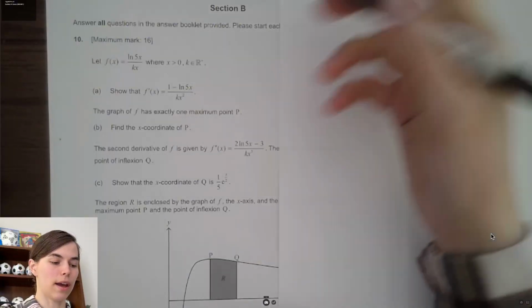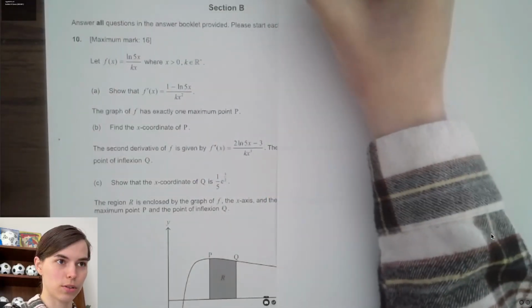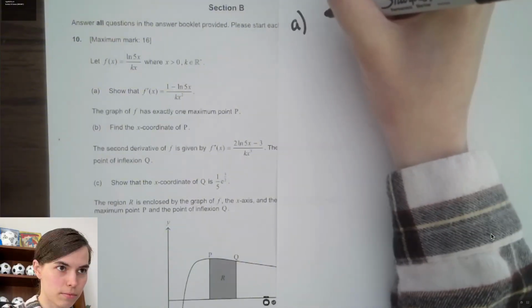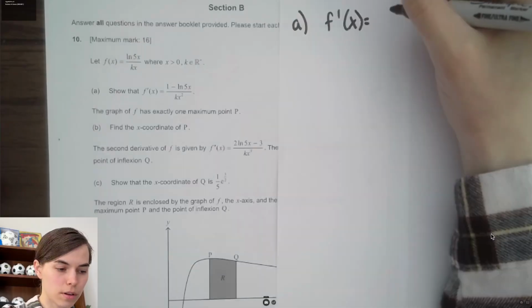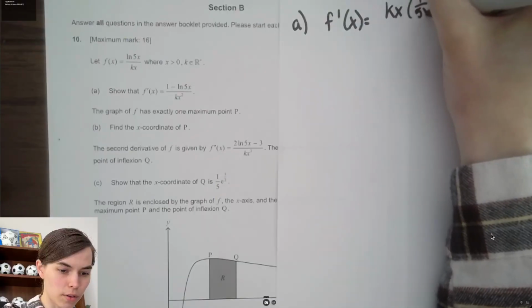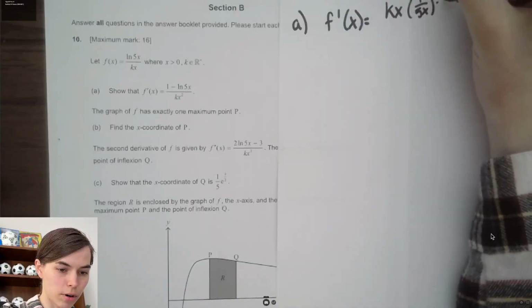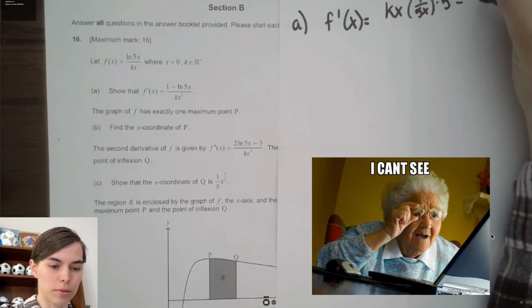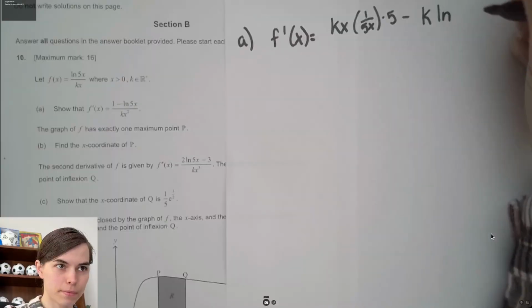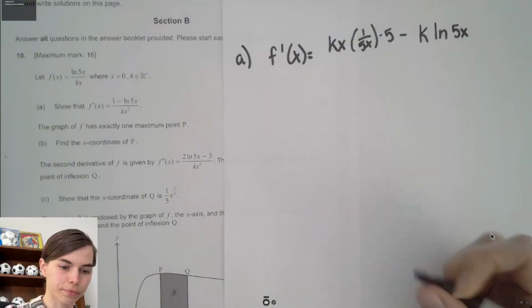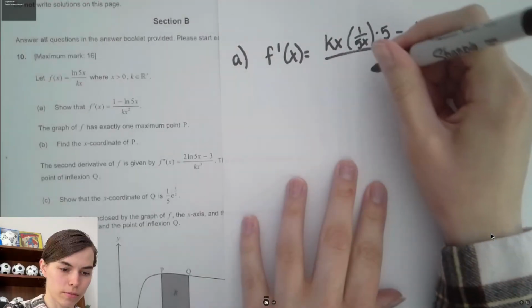And we want to show that f prime is this. So basically we are just going to take the derivative. So the derivative of f of x is a quotient rule. It's the bottom times the derivative of the top, which is 1 over 5x, times the inner part, which is derivative of 5x, which is 5, minus the top times the derivative of the bottom. So the derivative of the bottom is k times the top, which is ln 5x, all over the bottom squared.